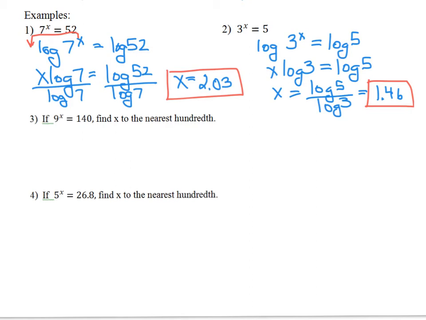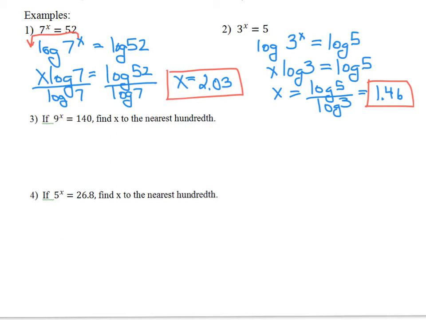So to solve this equation, I took the log on both sides. So log of 3 to the x equals log of 5. Using the exponent rule for logs, I brought the x down to be the coefficient of log of 3. And then I divided both sides of the equation by log of 3 and rounded my answer to the nearest hundredths, so I got 1.46.